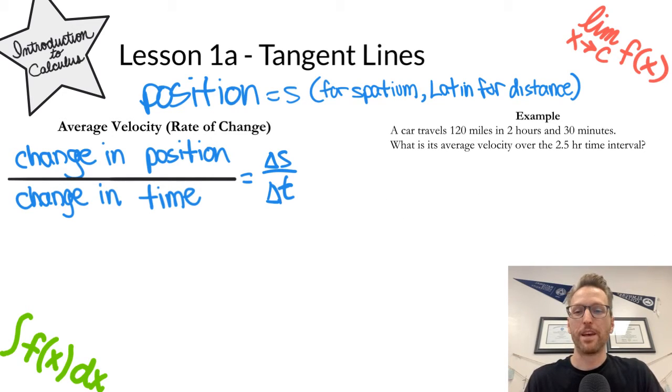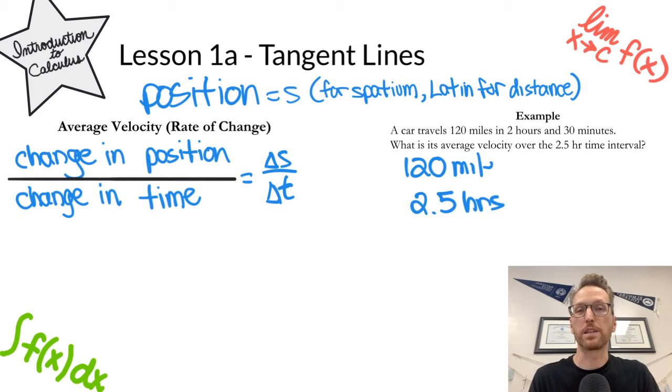Okay. So let's just pull out the information from the problem. 2 hours and 30 minutes. I would write that as 2.5 hours. So let's take the 120 miles, which is the change in position, and divide it by 2.5 hours. I'll leave the units in there so that they could actually show me what the units of the average velocity is. If we divide 120 by 2.5, we get 48 miles per hour.